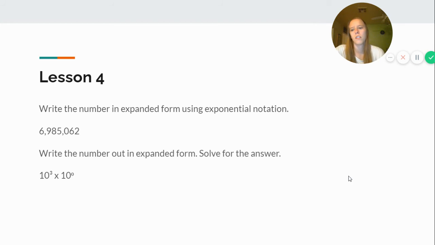Lesson 4, you're going to write the number in expanded form. And then again, write it out, and then solve for the second one. Go ahead and hit pause, hit play when you're ready to see the answers.